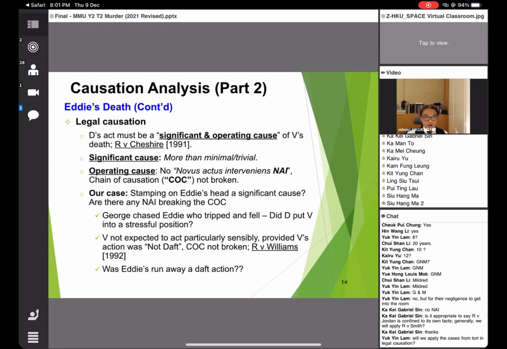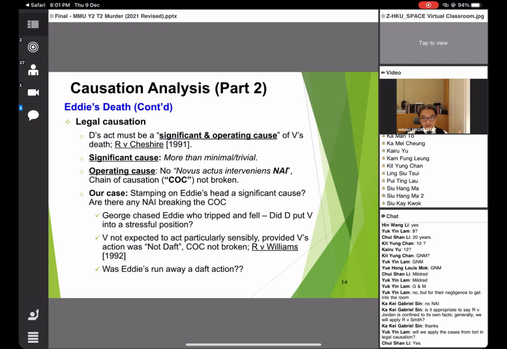All right. Now, George chased after Eddie. Eddie ran out of the pub. Eddie tripped, and then he fell on the ground. We asked the question, did the defendant put the victim into a stressful position here? Would you agree that the defendant, George, actually put Eddie into a stressful position here? Yes, Choi San, thank you very much.